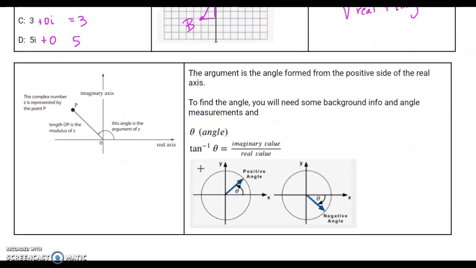Okay, the next thing that we're going to find is the argument. So the argument is kind of a fancy way to say the angle that is formed from the positive side of the real axis. So you can kind of think of this as your starting point, okay? So we don't start at 0, 0. So the angle is going to be this measurement.